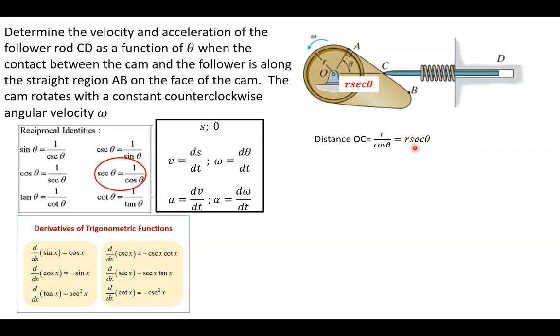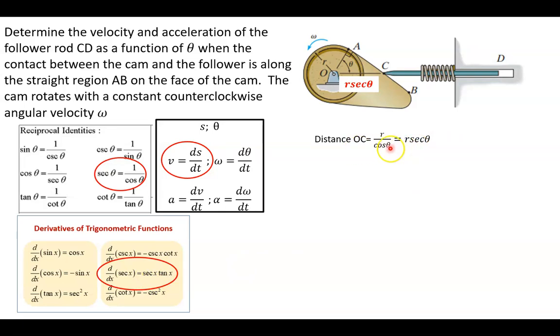So that's the best way we can identify what that hypotenuse, that distance of the follower is. Now we're going to come up with the velocity. So we're going to need to take a derivative of the displacement, and because we're dealing with the secant, we're going to have to take the derivative of that secant. So the derivative of secant of x, or secant of theta in this case, is equal to secant of theta times tangent of theta.